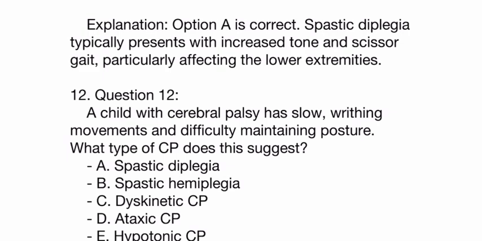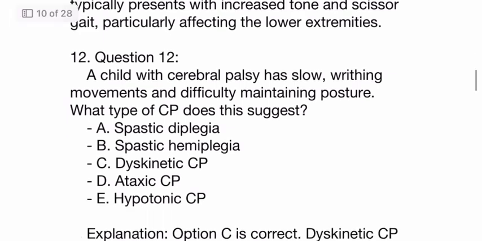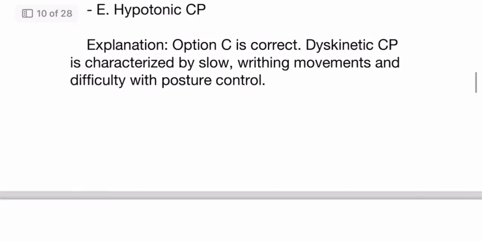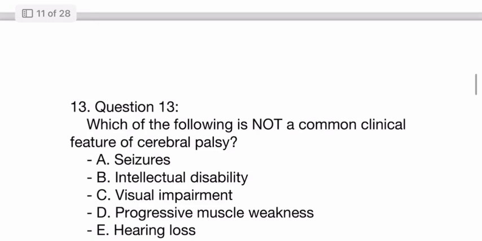maintaining posture. So writhing movements, more like twisting movements, especially with the hands. The hands are moving in these slow twisting movements. This sounds like an involuntary movement. When you manage to extract that this is a presentation of involuntary movement, then it becomes easy, because the question is which one among these presents with involuntary movements. So it becomes dyskinetic CP. Dyskinetic CP is characterized by slow writhing movements and difficulty with posture control.